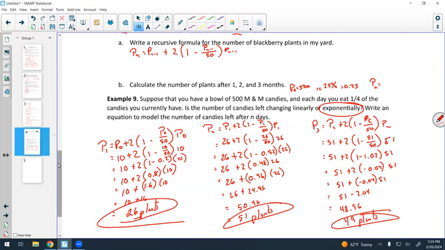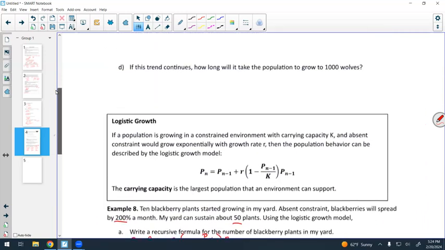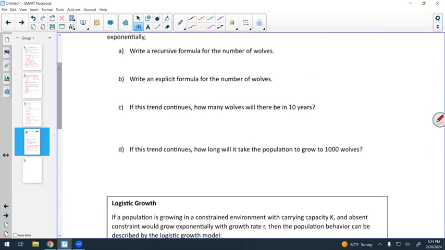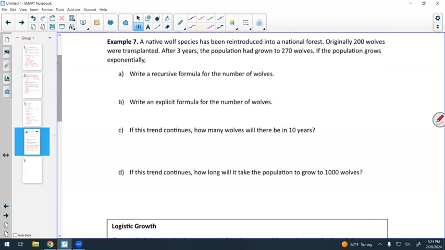P sub n equals 500 times (1 plus, and it's decreasing by 25%, so minus) to the n. So I have 500 times 0.75 to the n. That would be my explicit formula. And it turns out that when I did the recording for exponential, I forgot a problem. So let's look at this problem here.